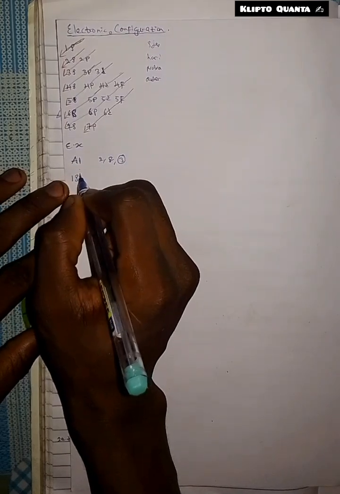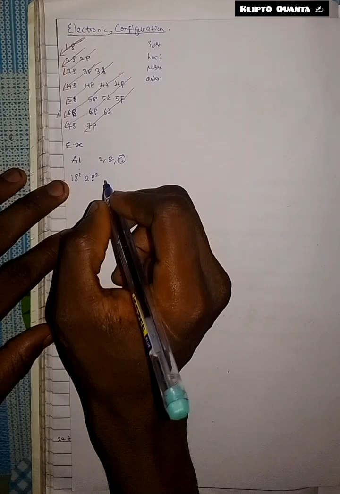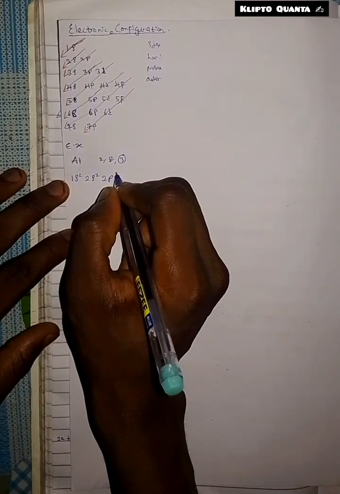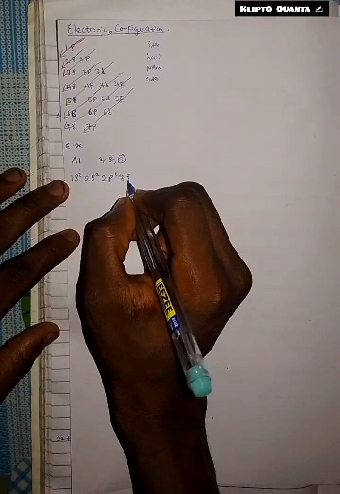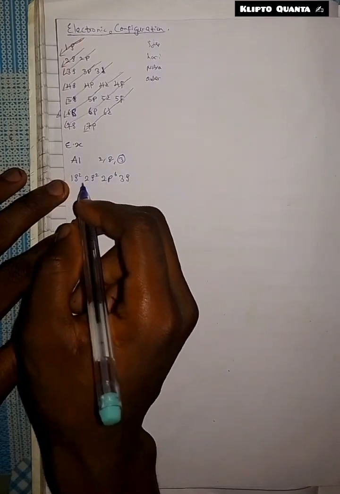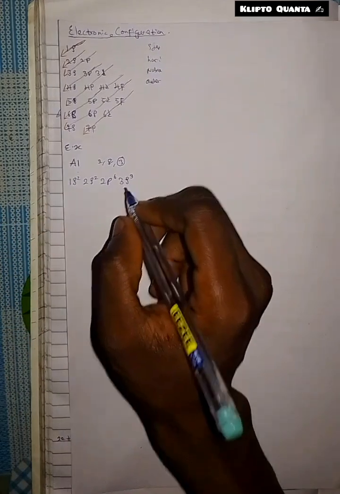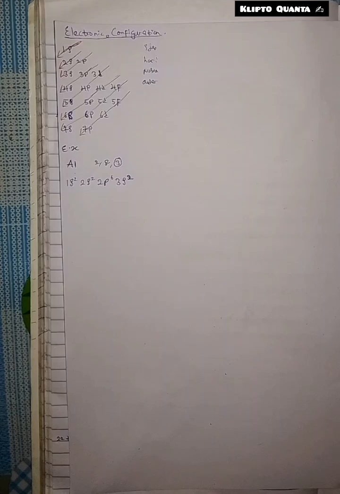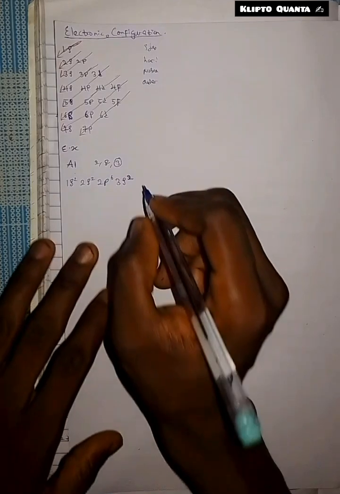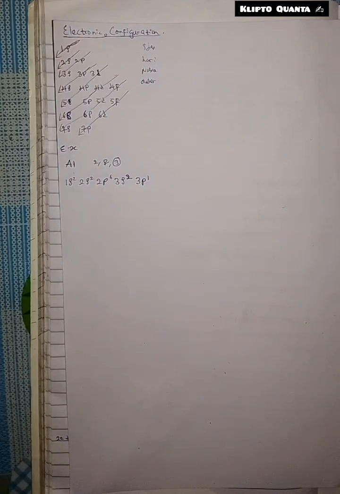Now let's talk about the configuration. You have 1s², you have 2s², following the normal stepper. You have 2p, and p takes 6. Then you have 3s, raised to power 2 rather. And what else do we have again? You have a 3p¹. Are you getting what I'm saying? You have a 3p¹.